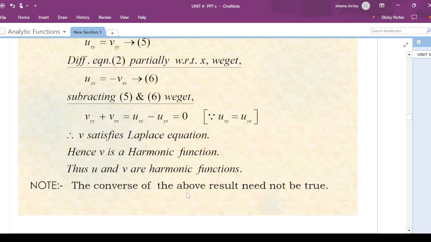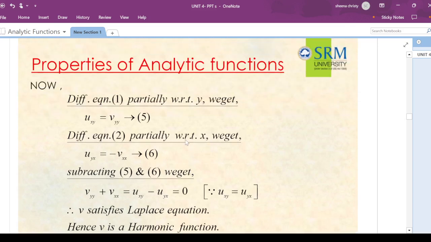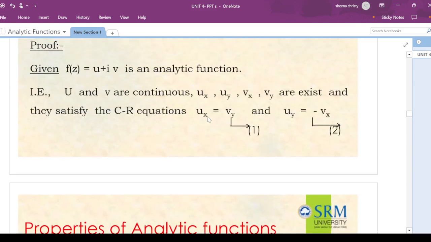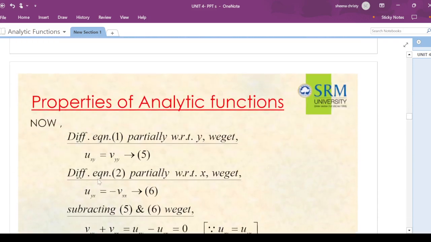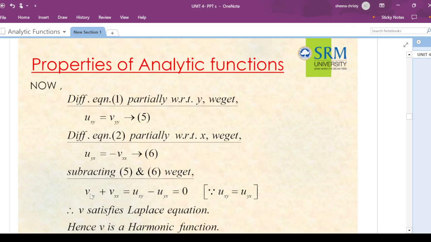Now, in a similar manner, if you want to prove that v is satisfying the Laplace equation, consider the first equation, ux = vy. Differentiate the first equation with respect to y partially, and differentiate the second equation with respect to x partially. You will get ∂²u/∂x∂y = ∂²v/∂y², and ∂²u/∂y∂x = -∂²v/∂x². Then adding these two, you will get ∂²v/∂x² + ∂²v/∂y² = uxy - uyx, which is equal to 0. Hence, v is satisfying the Laplace equation.